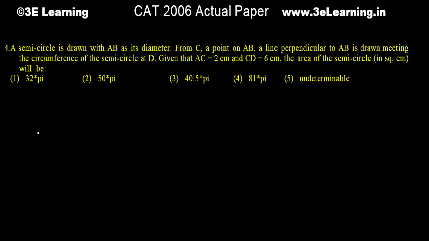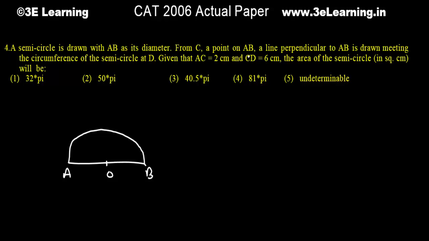Question number 4 is nothing but a question of geometry. Read the question, pause the video and solve the question, then move to the solution. Our question is, a semicircle is drawn with AB as a diameter. I read AB as a diameter, so I'm going to plot a semicircle. AB is the diameter and it's my semicircle. So we should have a center.